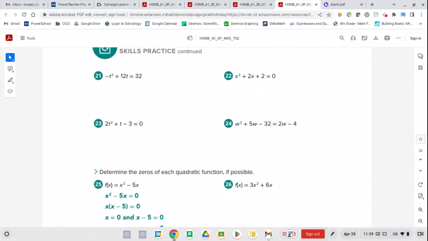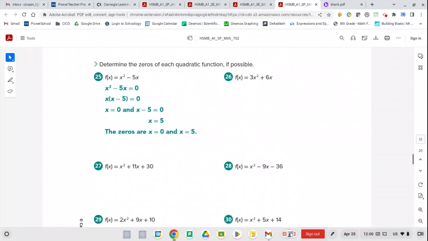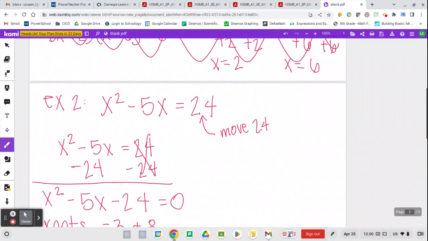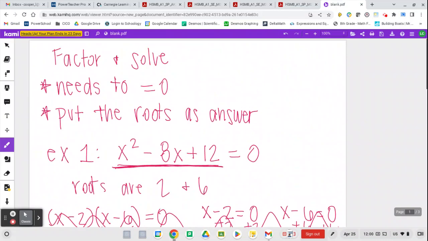So it's basically the same thing, you're just not putting it in factored form. The reason I wanted to put up here that it says factor and solve is those will be the instructions. They'll say factor and solve. And then if it's multiple choice, they'll just give you x equals 2, x equals 6. You don't have to do any solving. You just need to find the roots and put the answer. Okay? So that's like the part 2.